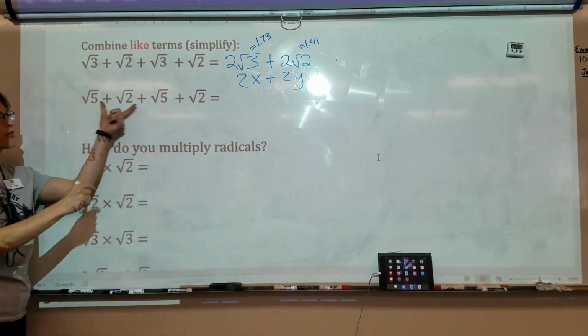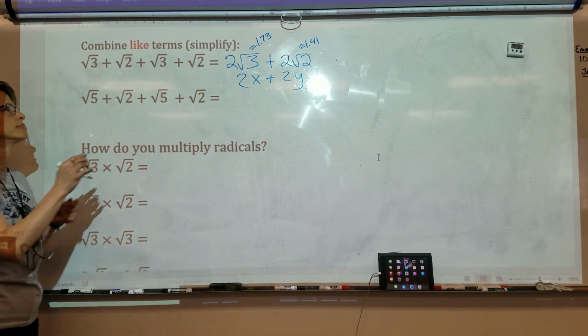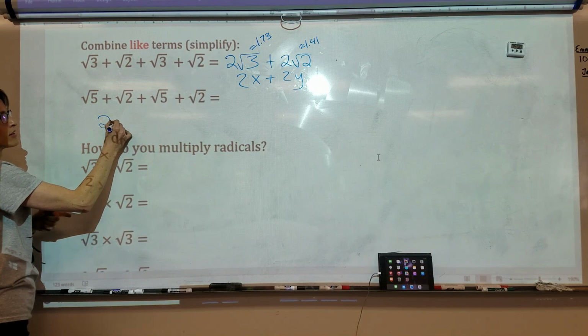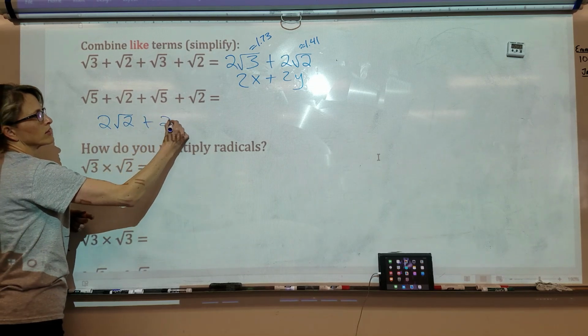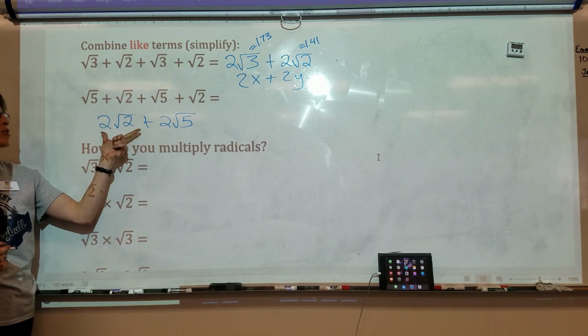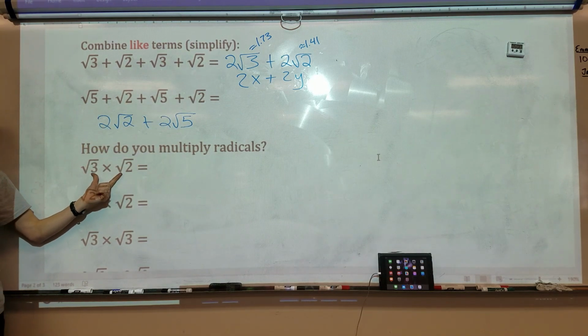Okay, so √5 plus √5, I need some help. How do I combine this one? Layla. I think you said this. Is that what you said? Yeah. Okay, because I heard the 2 √2. So 2 √2s plus 2 √5s. Good. Okay, √3 times √3. Sorry, √2.